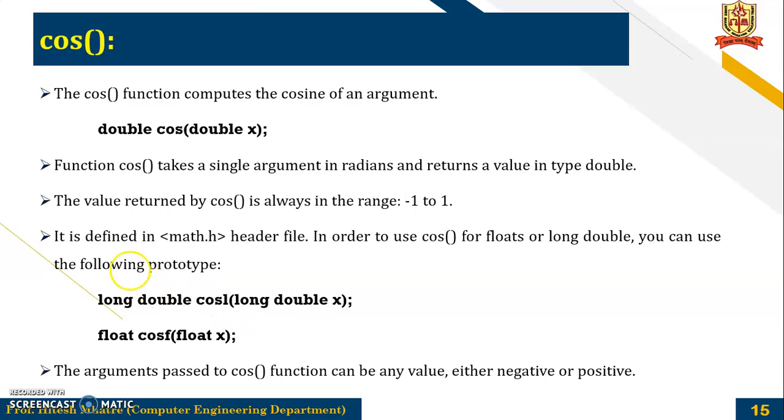Then to find the cosine value, you directly use the cos function. Using this cos function, the single argument, the value that you are passing, should be in radians, because we can represent values either in degrees or radians. So you will be passing radians, the return type is double, and the value of cos will range from -1 to 1. Again, for long double it is cosl, for float it is cosf. The numbers can be any value, positive or negative, so you can calculate the positive value of cos and the negative value.